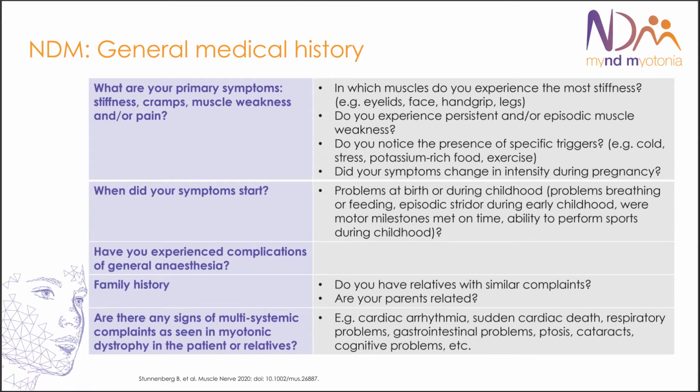And also the family history is very informative. Do you have relatives with similar complaints? Are your parents related? And at the end, one other important point: are there any signs of multisystemic complaints as seen in myotonic dystrophy, both type 1 and type 2, in the patients or relatives? For example, cardiac arrhythmia, sudden cardiac death, respiratory problems, gastrointestinal problems, ptosis, cataracts, and cognitive problems.